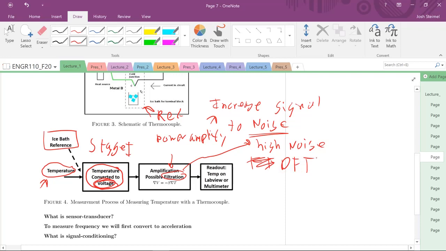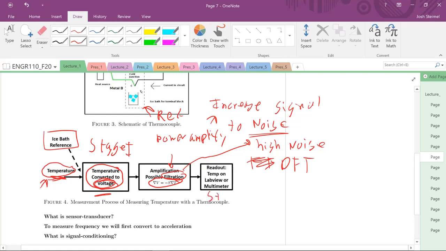And then what's the last step? What's the mathematical operation that we're going to use to get back? So we've converted temperature to voltage, but we want our readout to be temperature. Well, we're just going to use our Seebeck equation, our change in voltage related to the change in temperature gradient. So we'll solve for the change in temperature and get temperature.